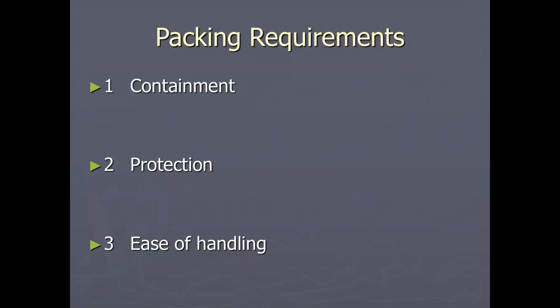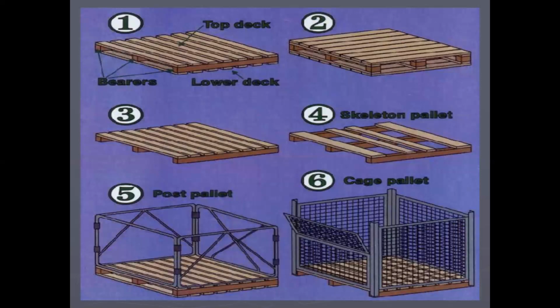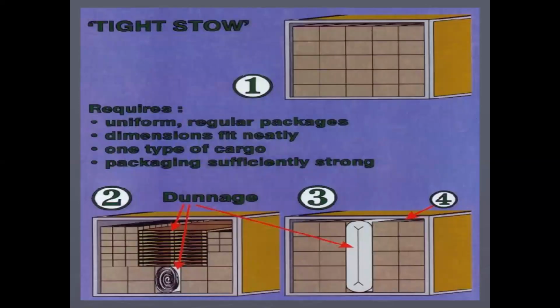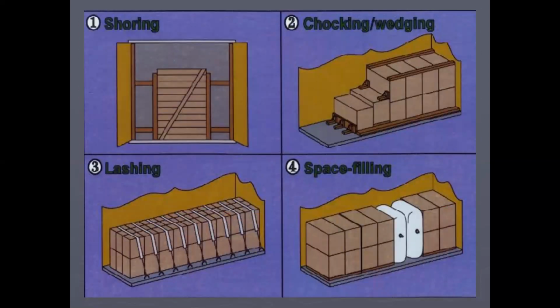Packing should meet the requirements about containment, protection, and ease of handling. Pallets have different types, like the picture shows. To secure packages, we can choose from tight stow or secure stow. Tight stow requires uniform, regular packages and sufficiently strong packing, which can be done by using dunnage. Secure stow means the load should be secure and arranged in a manner that prevents sliding or toppling and ensures that the load securing arrangements do not damage the goods being transported.